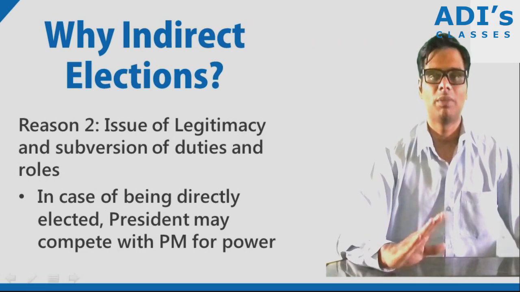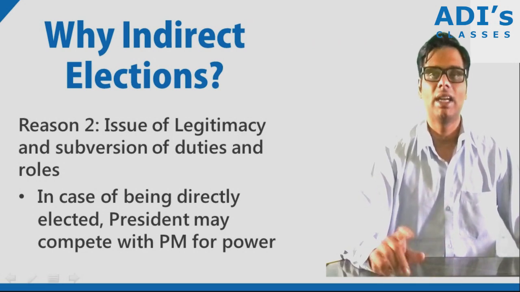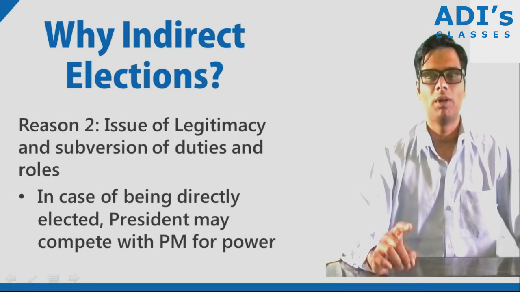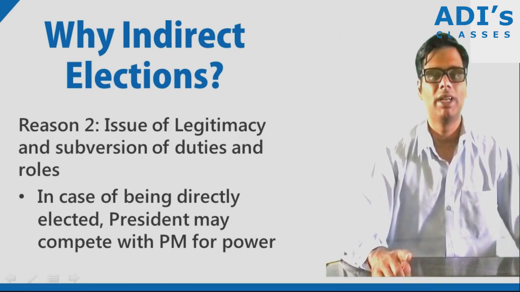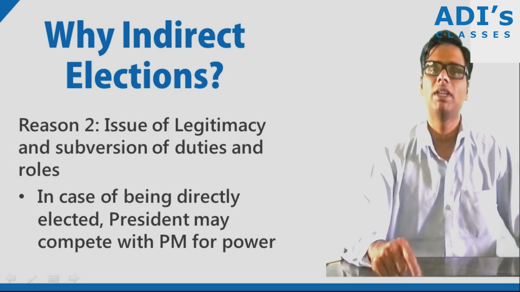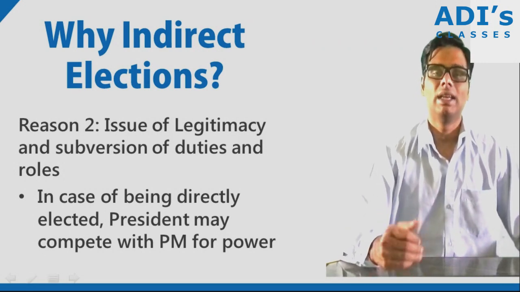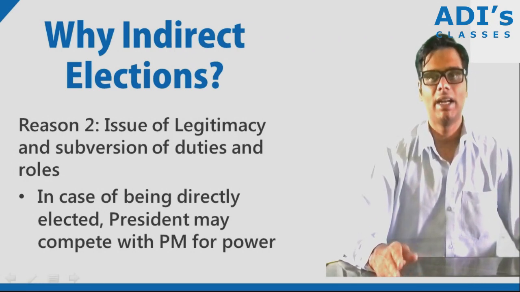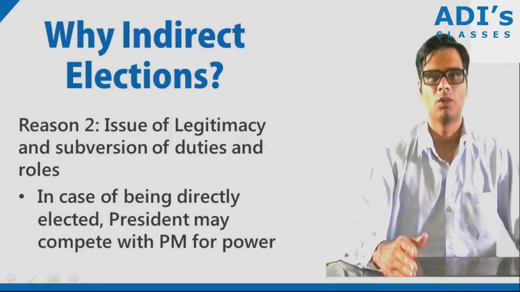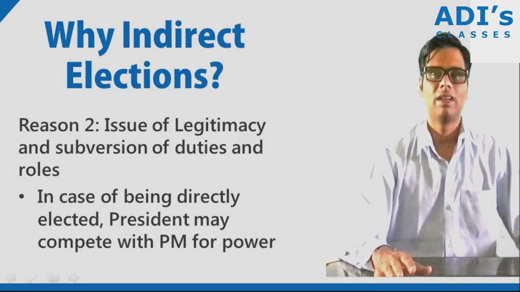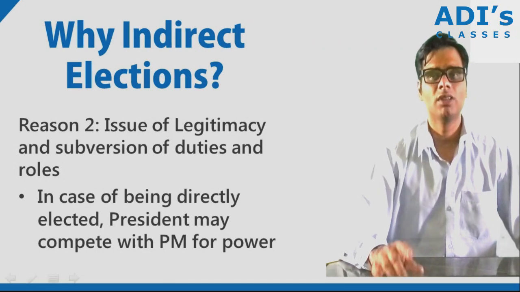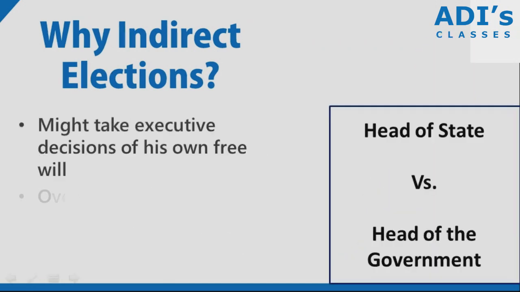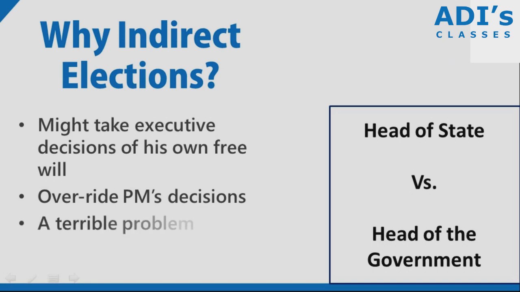So clearly, if both the prime minister and the president are directly elected by the people, then there is a problem of legitimacy. Even the president will begin to feel that because he is directly elected by the people, even he can take executive decisions. Then if the president starts taking executive decisions of his own free will and not on the aid and advice that is given to him by the prime minister, who is the head of the council of ministers, then there will become a huge problem. So in a parliamentary system and in a cabinet system of government, the consequences of such problems can be quite terrible and might even lead to a constitutional deadlock.